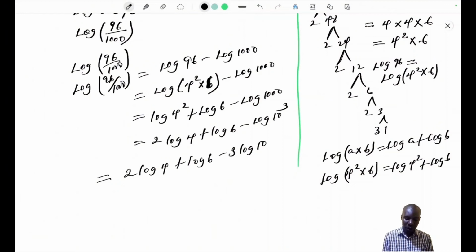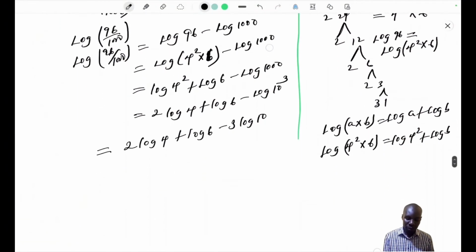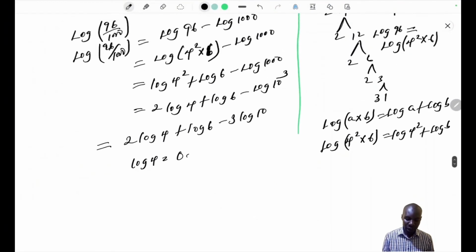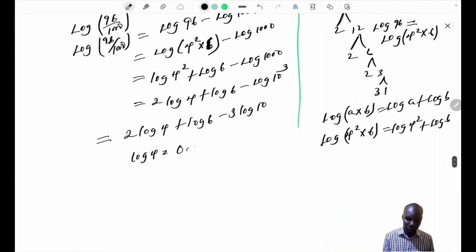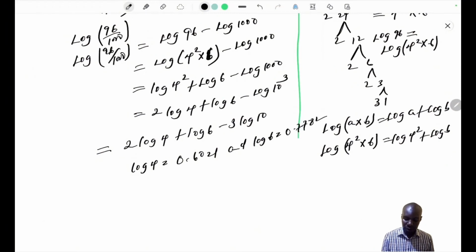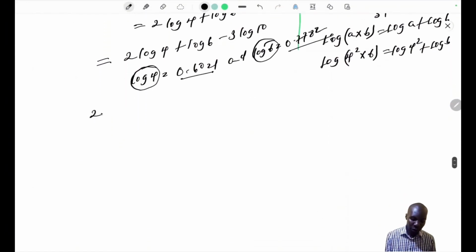So what are we going to have? Let's go back, we are given log of 4 as 0.6021 and log of 6 as 0.7782. Where log of 4 is, we substitute with this, and where log of 6 is, we substitute with this. So we are going to have 2 log of 4, which is 2 times 0.6021, plus log of 6, which is 0.7782, minus 3 log of 10.